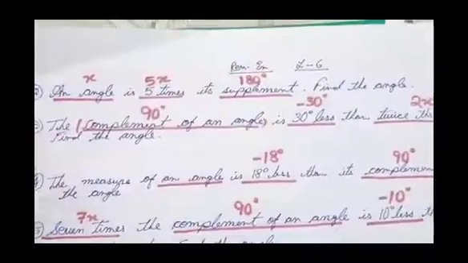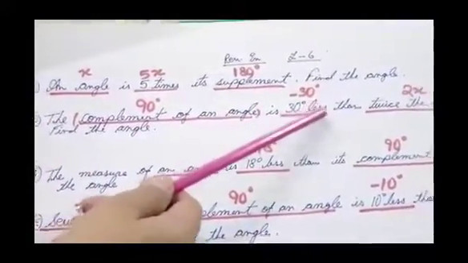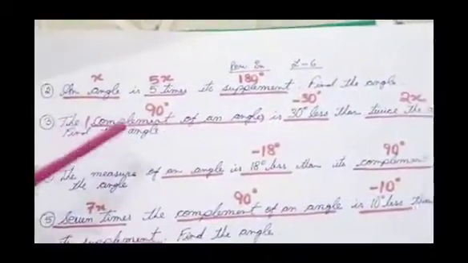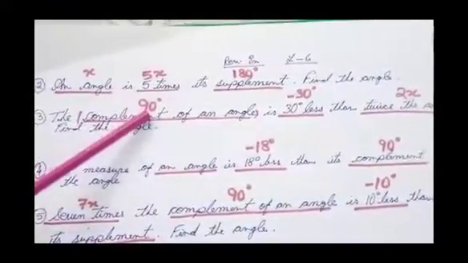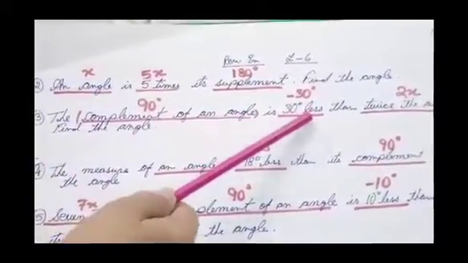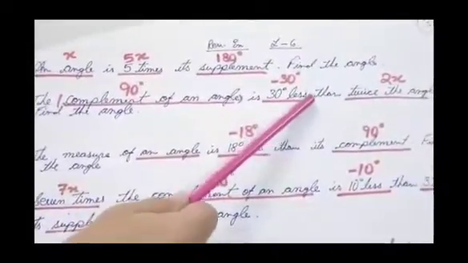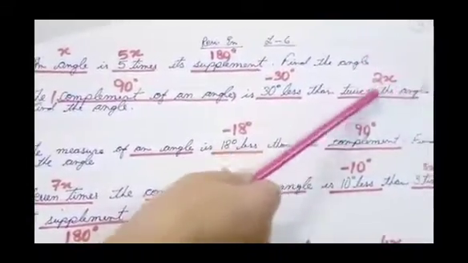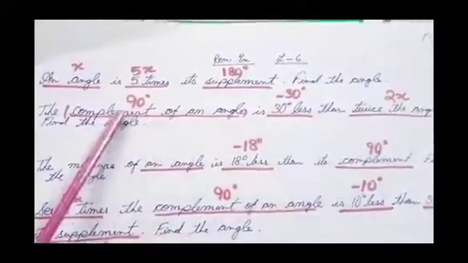Revision exercise number 3 question. The complement of an angle is 30 degrees less than twice the angle. Find the angle. When we say complement of an angle, that means 90 degrees. And 30 degrees less than twice the angle: 30 degrees less means minus 30 degrees, but from what? Twice the angle, that means 2x. So from the question we found out some clues. Now let us do the sum.